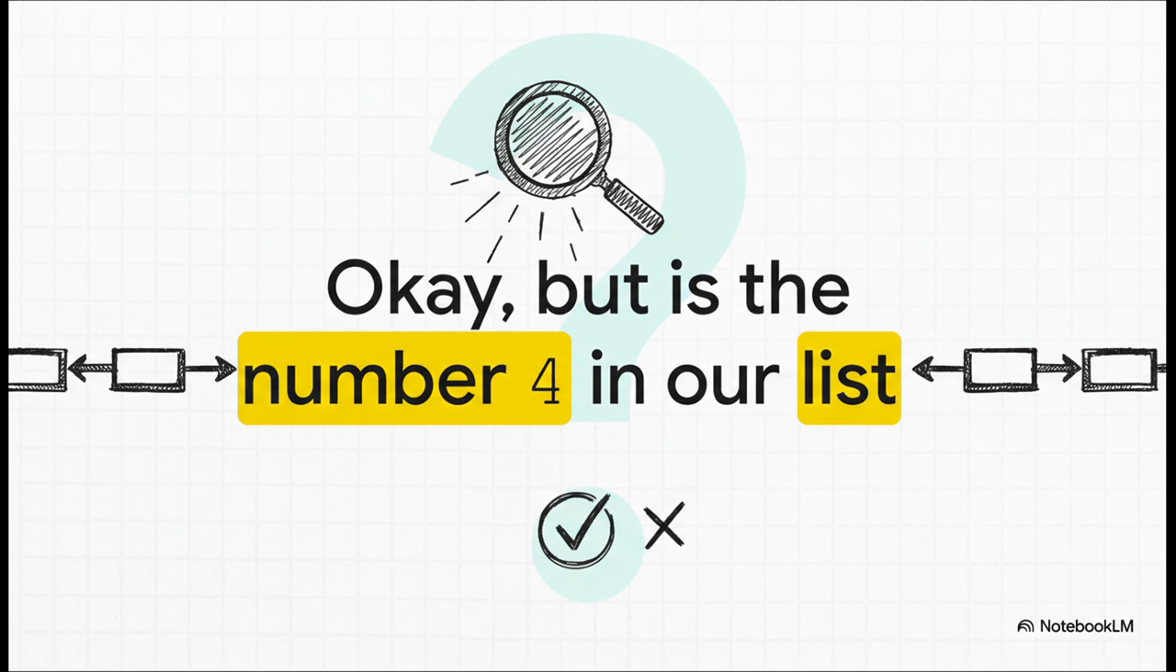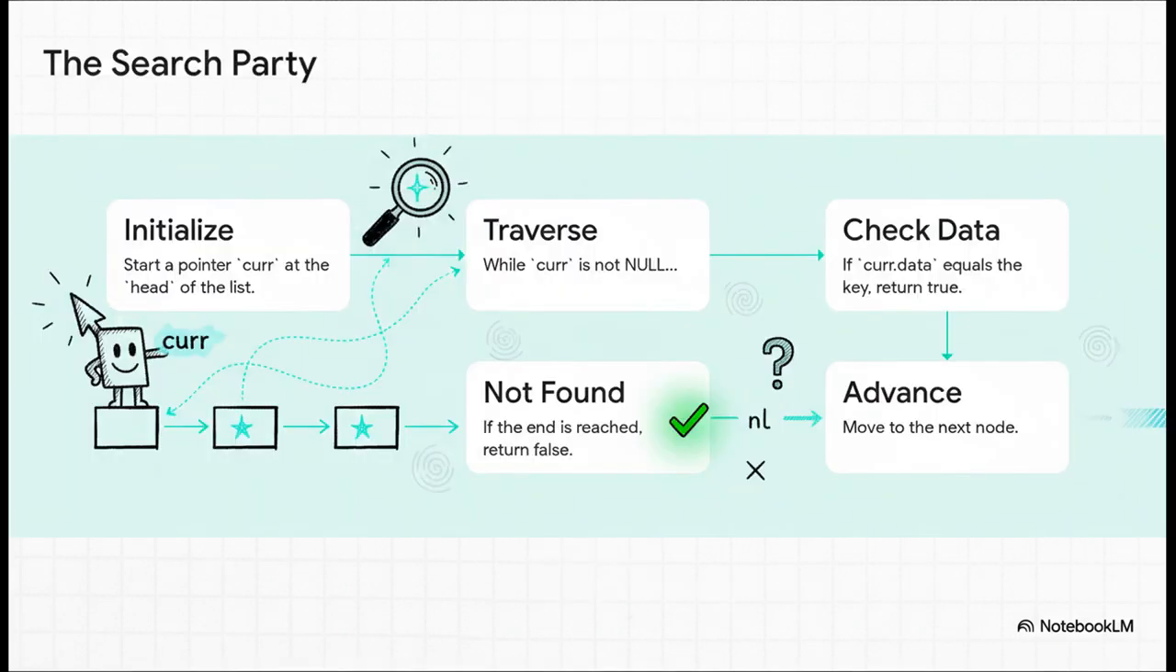Okay, counting is cool and all, but what if we're looking for something specific? I mean, maybe we don't really care how many nodes there are in total. We just want to know one thing. Is the number 4 somewhere in this chain? Yes or no? Hey, do you notice something? This pattern is almost identical to counting.